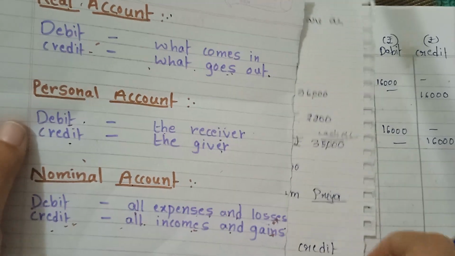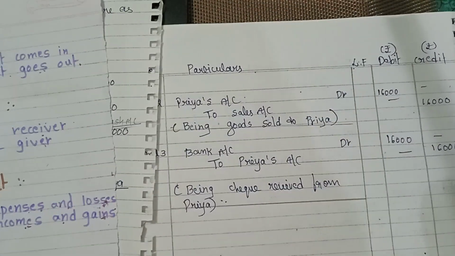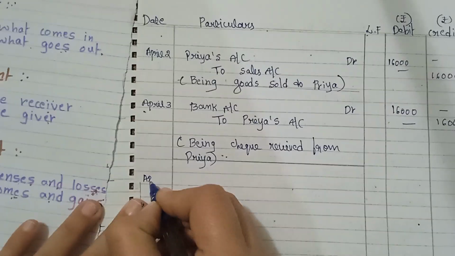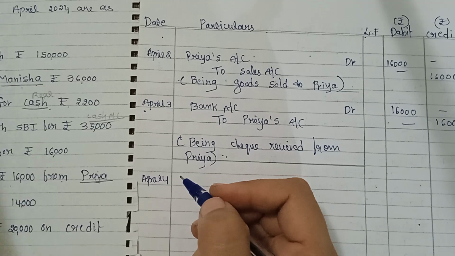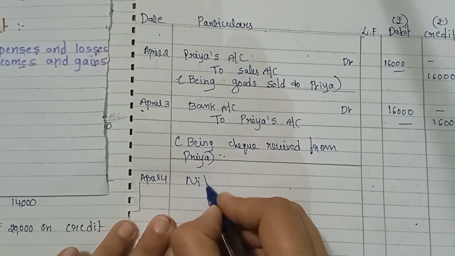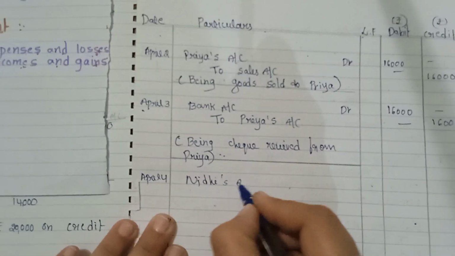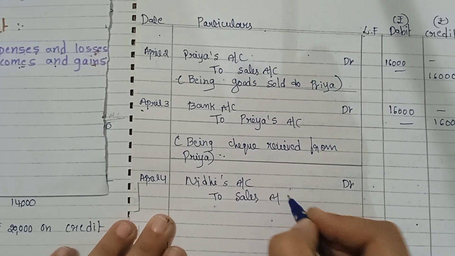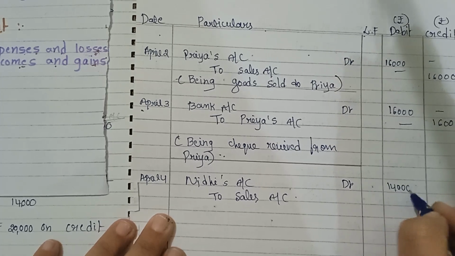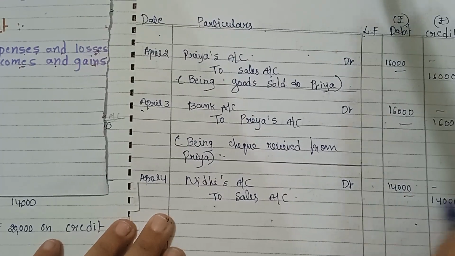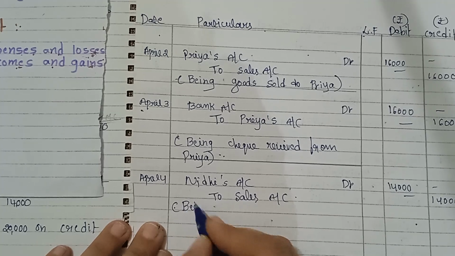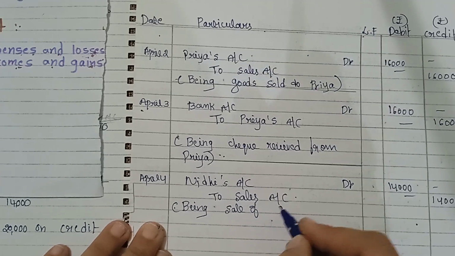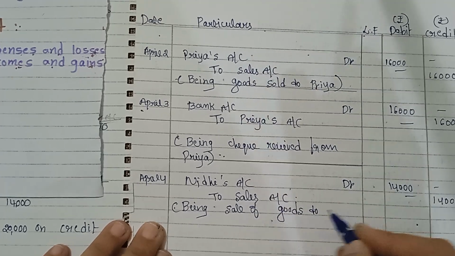So, what is the journal entry on April 4th? Goods sold to Nidhi. Nidhi account debtor to sales account, that is rupees 14,000, being sale of goods to Nidhi.